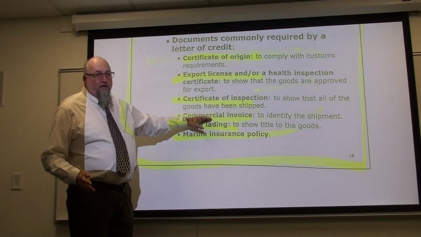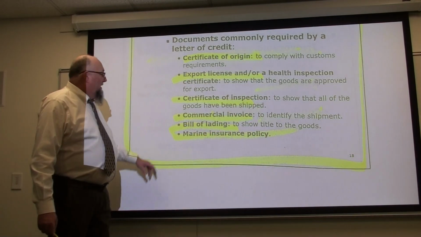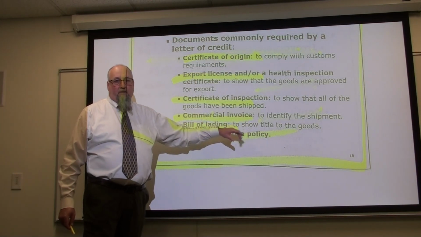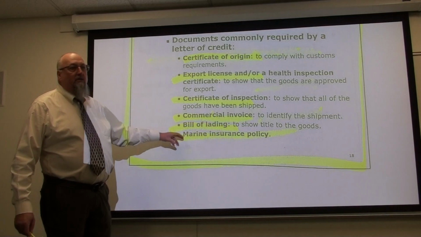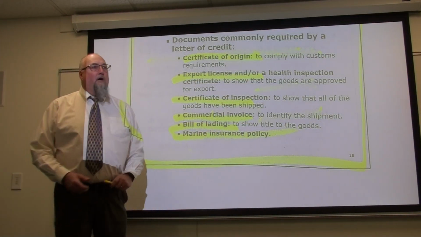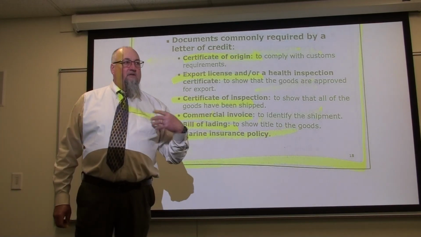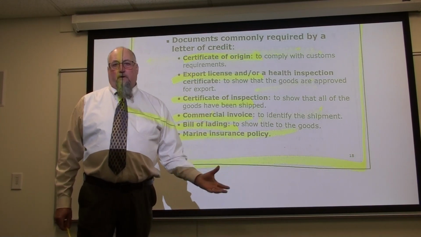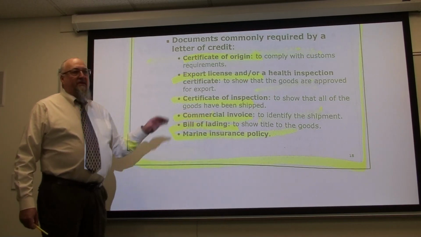A commercial invoice is issued by the seller as a demand for payment, and then the bill of lading is issued by the shipping company. Depending on the type of transportation, if it's going to go by ocean, a marine insurance policy for cargo insurance will pay for damage in the event that the ship goes down or the goods are lost at sea or during loading operations or whatever. So these are the typical types of documents.